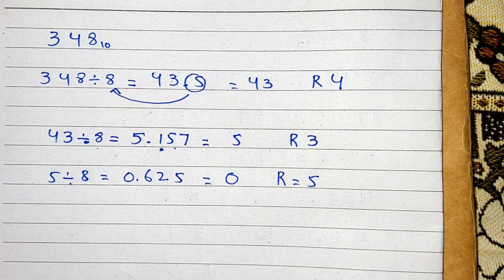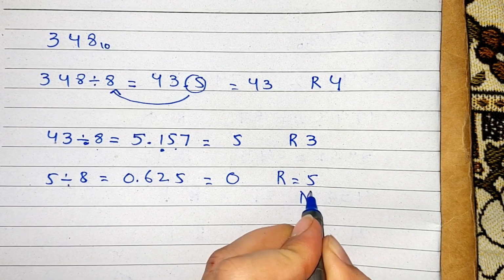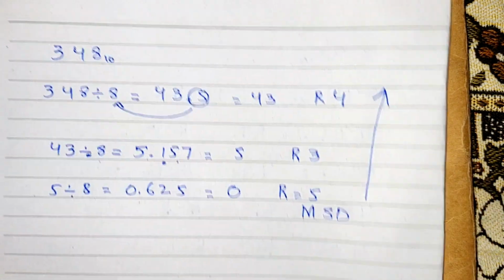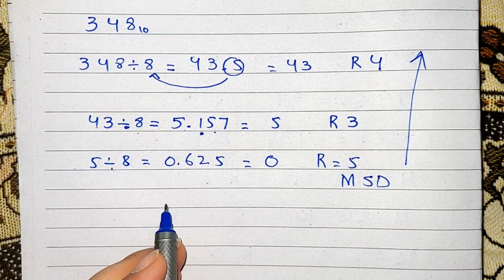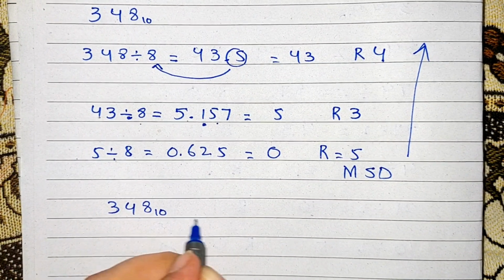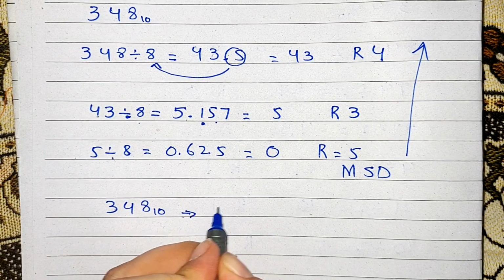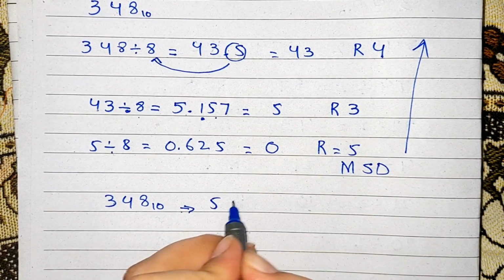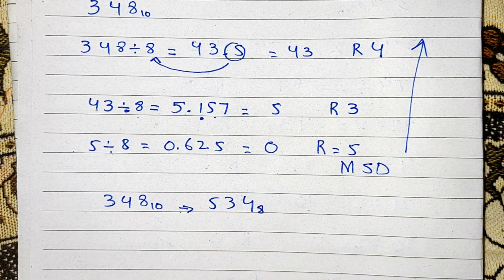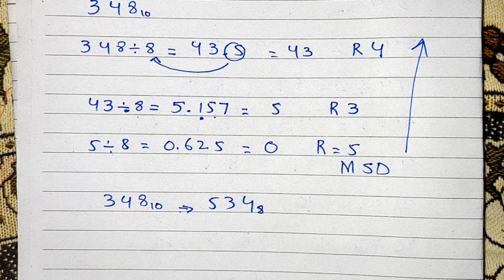Now we got the most significant digit here, and here we will write the numbers. So 348 base 10 will be 5, 3 and 4 in base 8, because we have converted this into the octal system. So this is the way to convert any decimal number into the octal system.